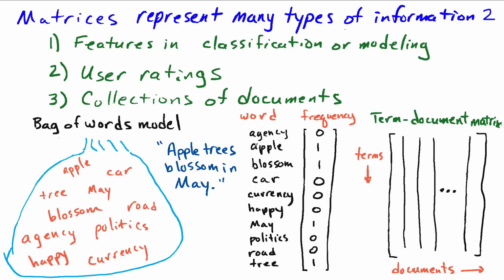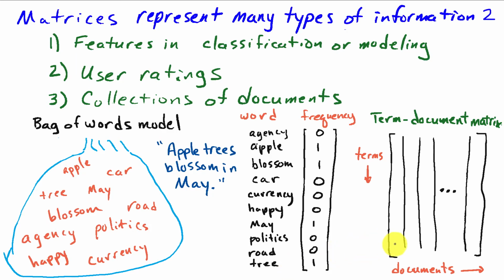For example, if I have the sentence, "Apple trees blossom in May," I can count the frequency of the words in that sentence. So agency does not occur in that sentence. It has zero frequency. Apple occurs once. Blossom occurs once. Car does not occur. Currency does not occur. May occurs. And politics and road do not occur. And tree does occur. If I have a dictionary of words that I'm considering, then I can count the frequency of each word in a document and represent that document with that vector.